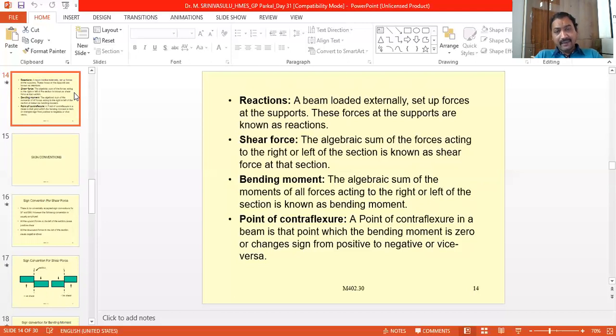To locate the maximum bending moment, we should make use of the point where the shear force is zero or changes sign from positive to negative or negative to positive. That point is called the point of contraflexure. One more important thing is that at that point the bending moment is maximum.